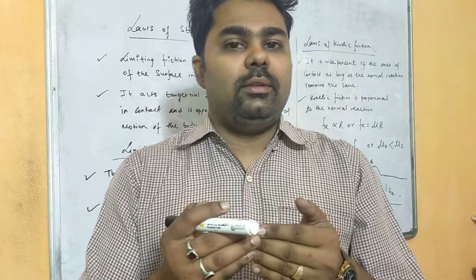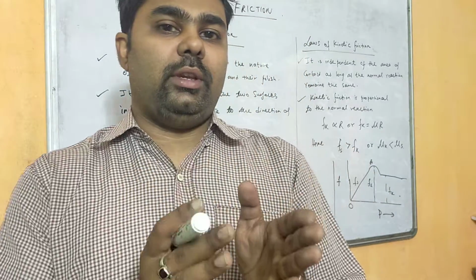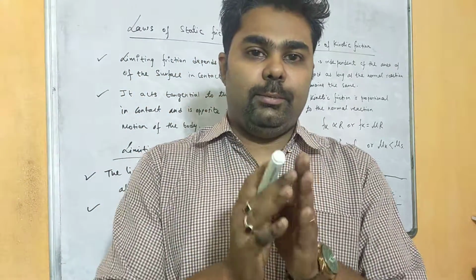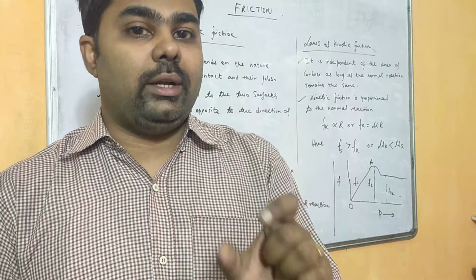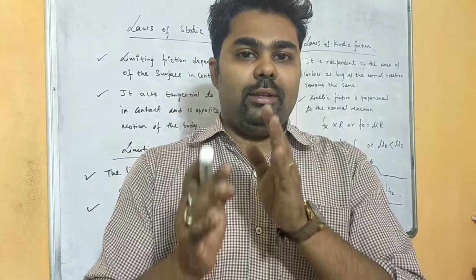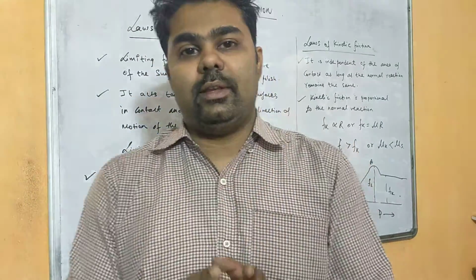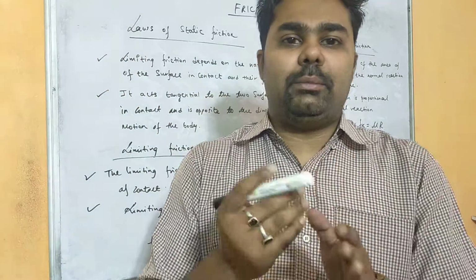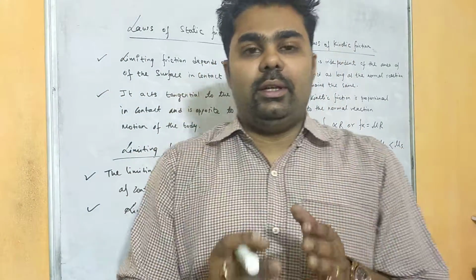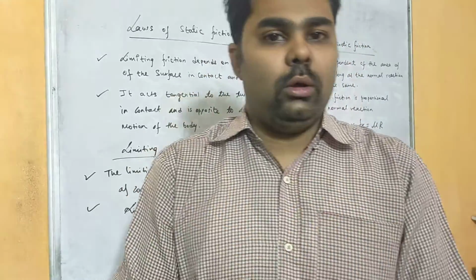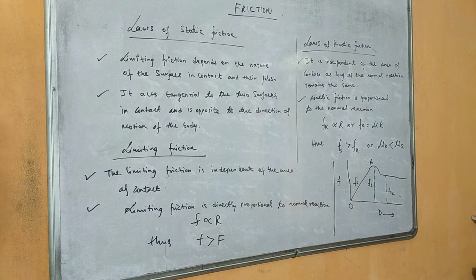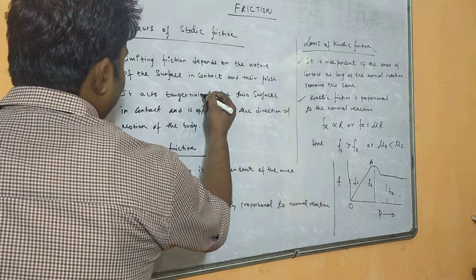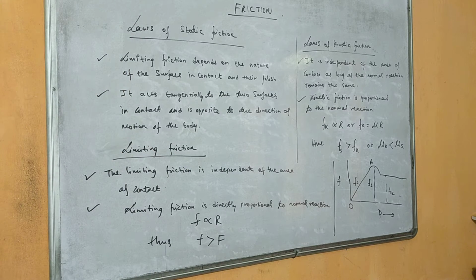When you increase the applied force but the object is still at rest, this means that when you increase the applied force, the frictional force also increases in the opposite direction. That's why static friction is said to be self-adjusting friction, because it determines the force, which has to be in the opposite direction, right? So it acts tangentially to the two surfaces in contact and is opposite to the direction of motion of the body.